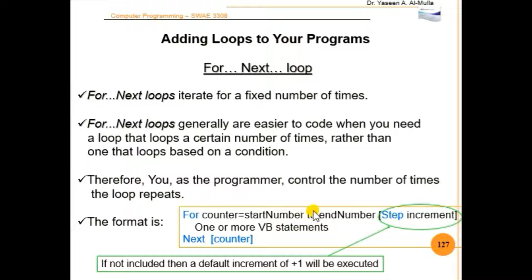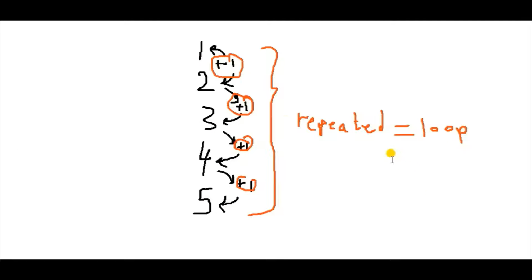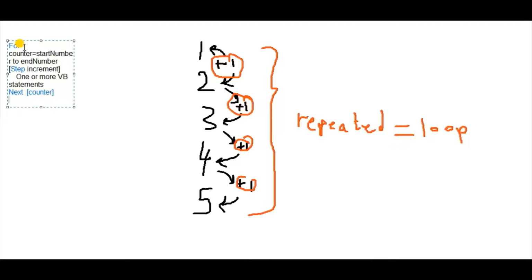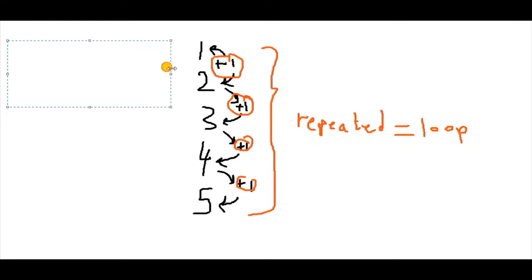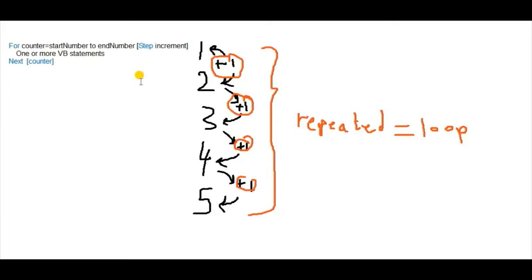To translate what I'm saying here, let's go back to our example and bring the code format for the for next as we just described it. And let's apply it on this example here. The counter here is actually increasing from 1 to 5. So that is our counter.